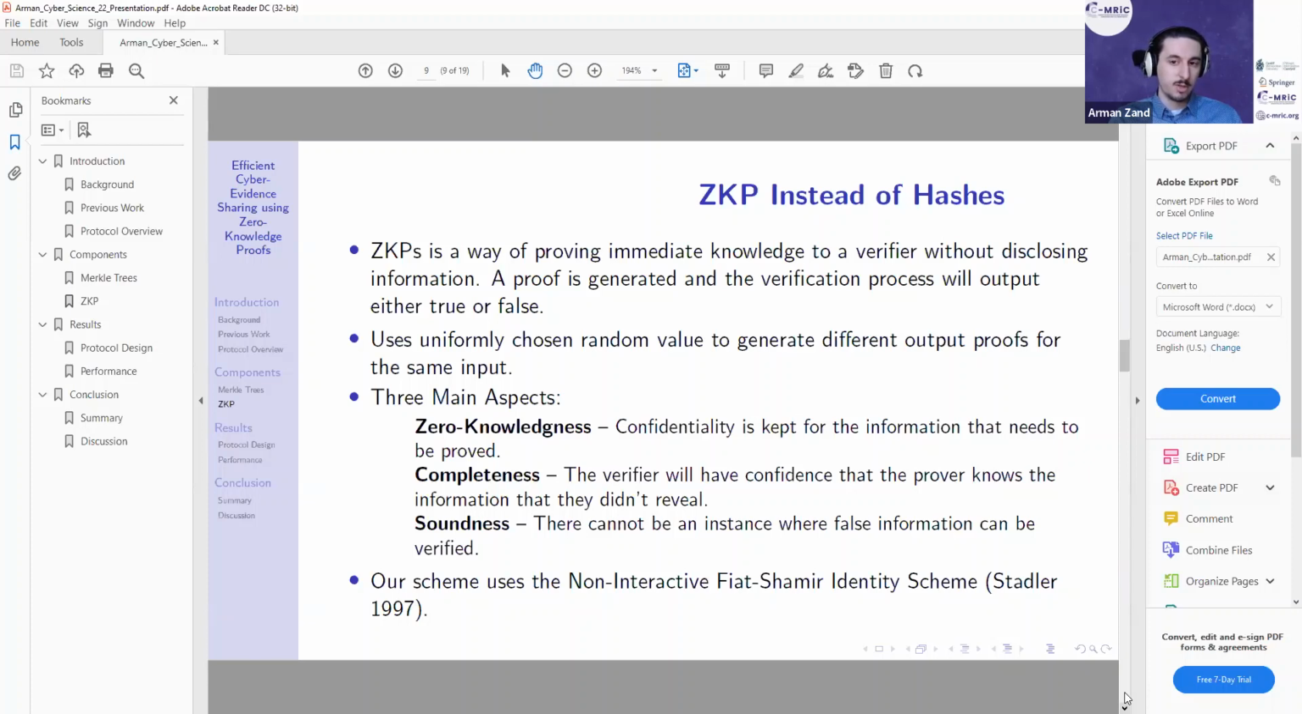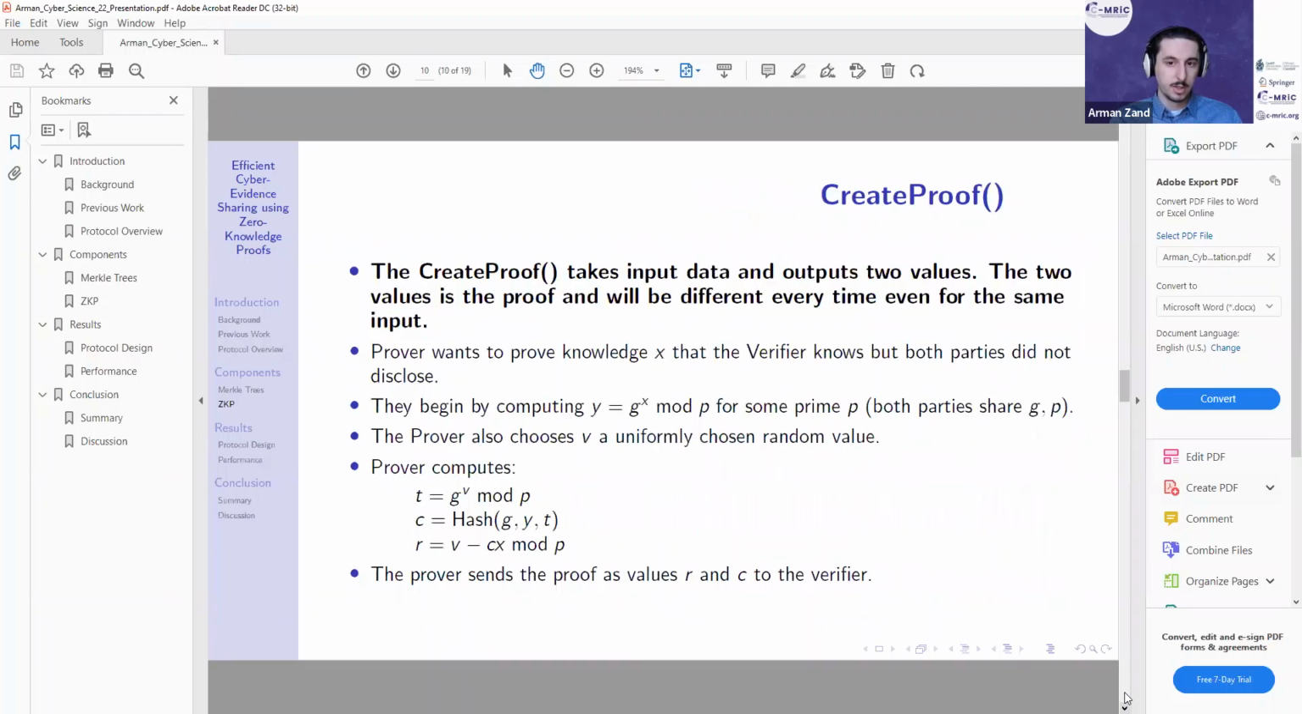And specifically, the ZKP scheme that we use is the non-interactive Schnorr identity scheme. And we'll just have a quick look at the methods of creating a proof and verifying it. So in bold, I've just made a high-level description of what the functions do.